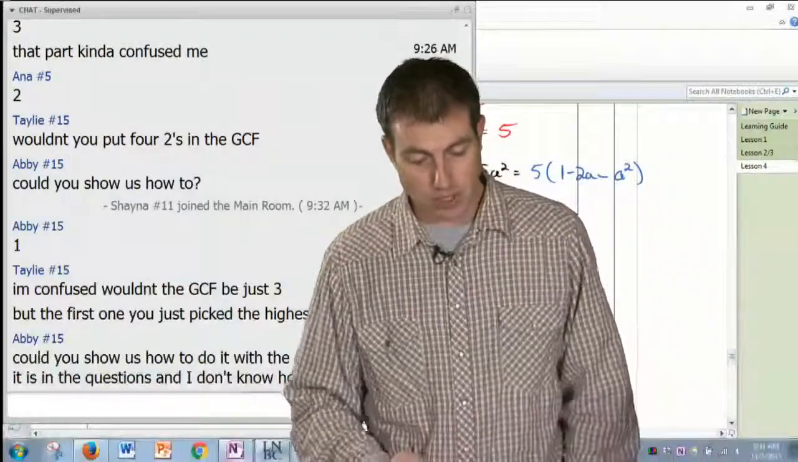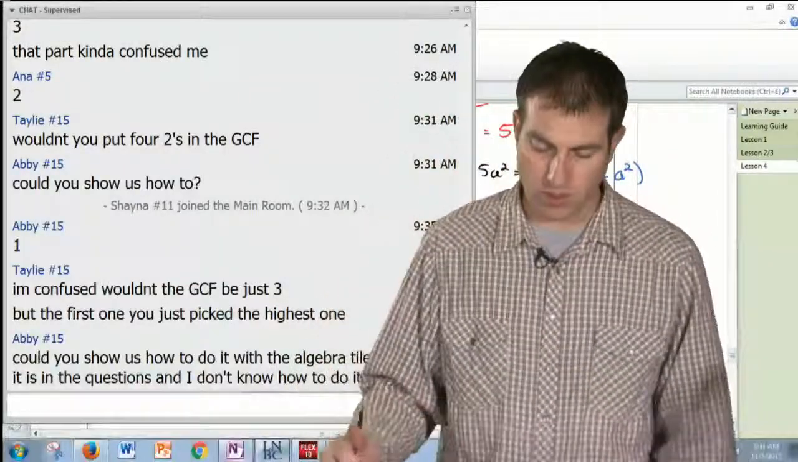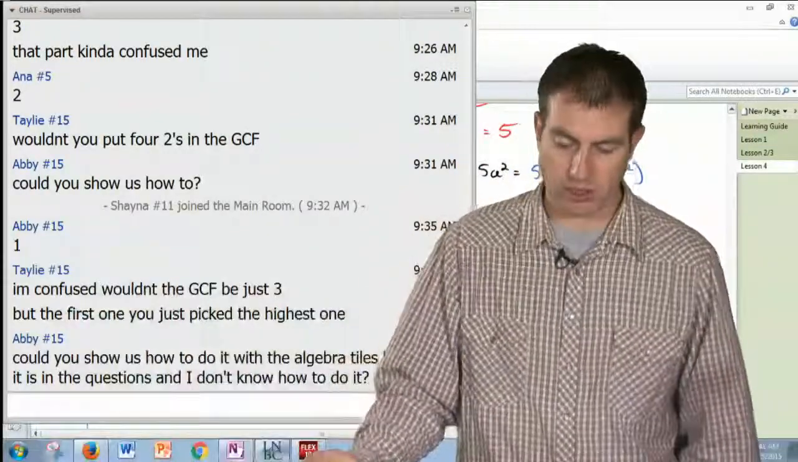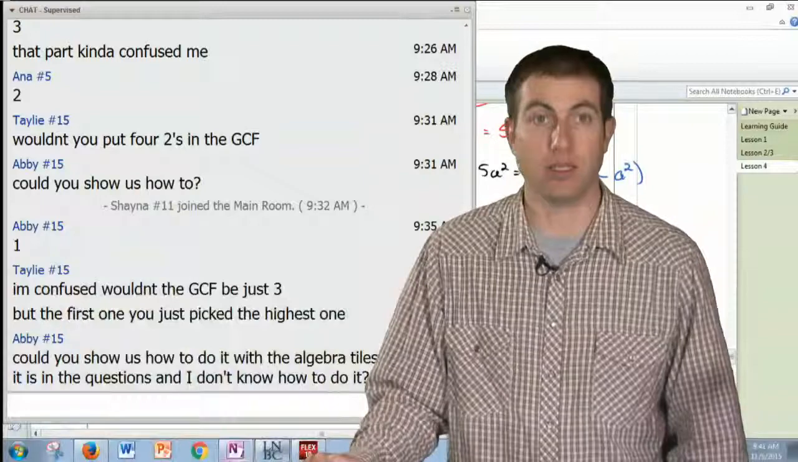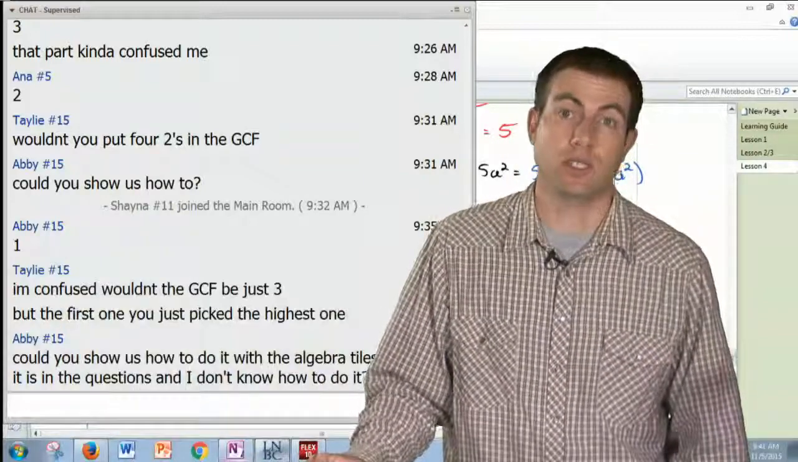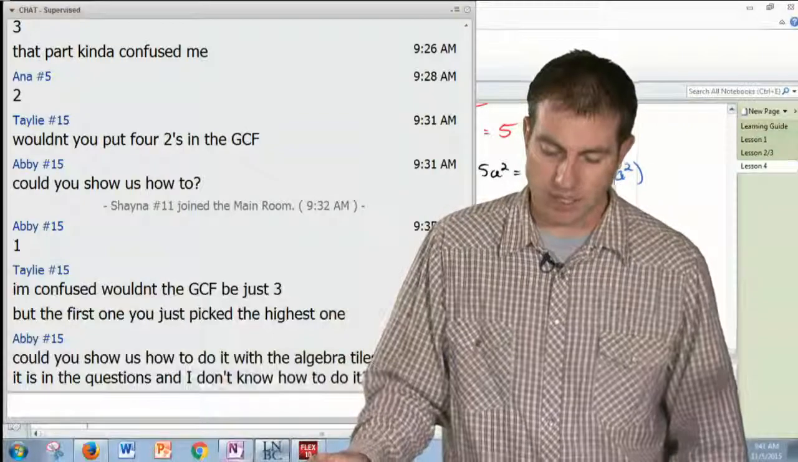Could you show us how to do it with algebra tiles? Because it's in the questions and I don't know how to do it. Yes, Abby, I will show you how to do it with algebra tiles, but not today. Maybe on Tuesday's class, we'll have some time to do that.